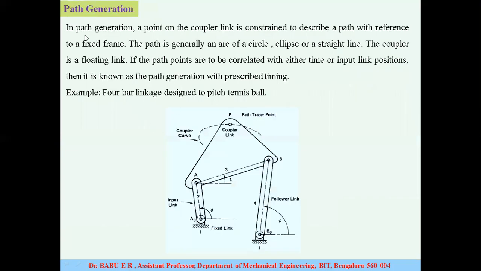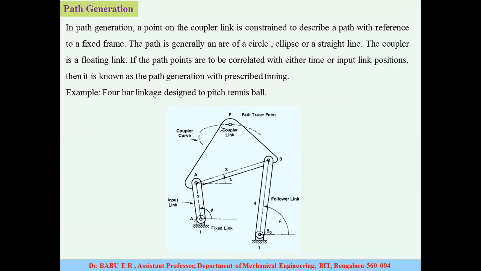The next one is path generation. In path generation, a point on a coupler link is constrained to describe a path with reference to a fixed frame. When you take a mechanism, it consists of an input link and an output link. In between these two, we have one more link. This link we call the coupler link.